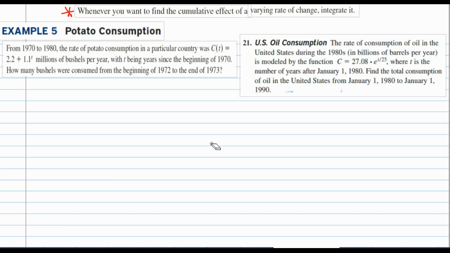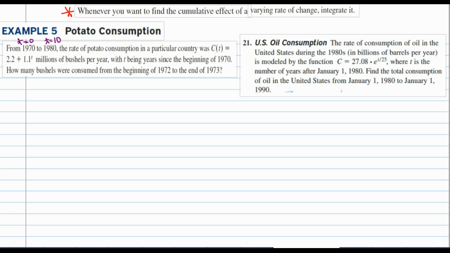So if you want to find the total potato consumption, like in example 5, from 1970 to 1980, and we're going to call that years 0 to 10, the rate of potato consumption in a particular country was C of t equals 2.2 plus 1.1 to the t, millions of bushels per year, with t being years since the beginning of 1970. How many bushels were consumed from the beginning of 1972 to the end of 1973?